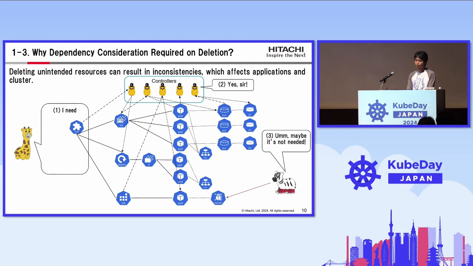As shown in the diagram, there are many controllers that handle many kinds of resources independently, and there will be many resources created. So any users, admins, or even controllers won't know the entire dependencies perfectly in the declarative world. So they may easily delete an unintended resource, which may result in inconsistencies, as Z is deleting a secret that is still being used by the CRD.